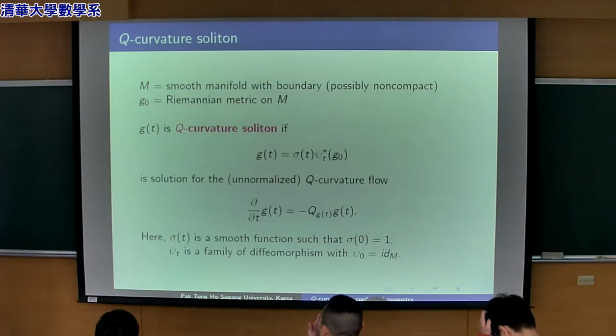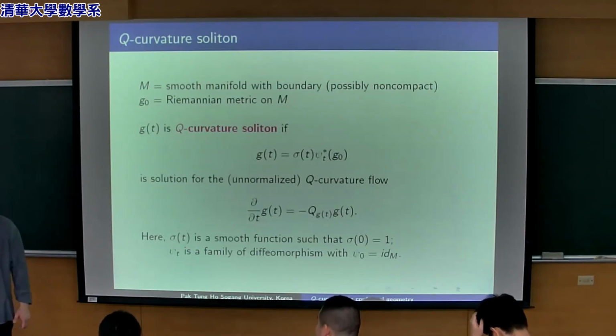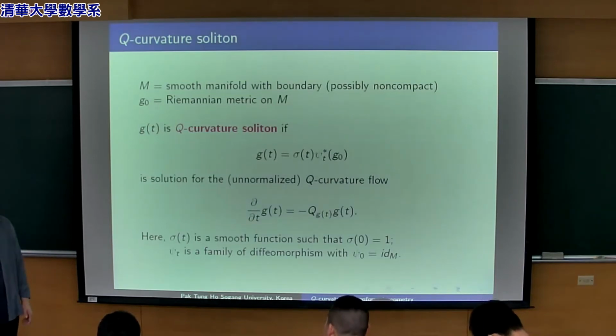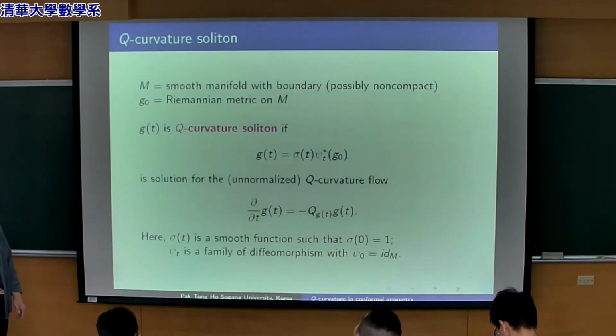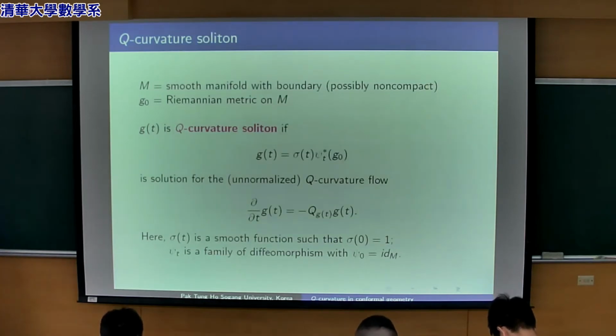Before I move on to the next slide, maybe some of you have heard about Ricci solitons. A Ricci soliton can be written in this form, and it is a solution of the Ricci flow. So that is the Ricci soliton. Solitons are important to understand the singularities of the flow.